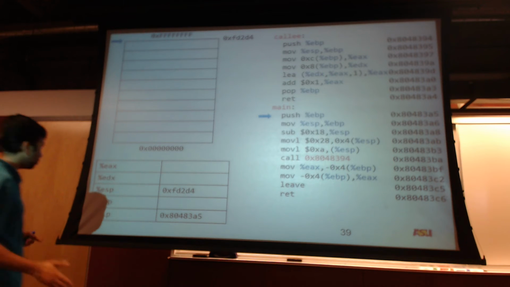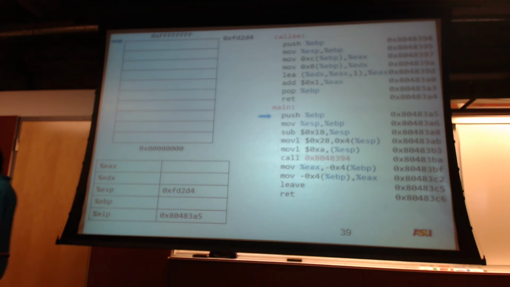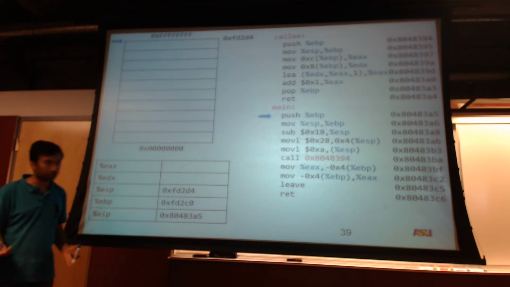If it didn't do anything to the stack, then base pointer is same as stack pointer. Frame pointer is same as stack pointer. But if it did something to the stack, then that means stack pointer is more than the frame pointer. So EBP should be always less than or equal to the stack pointer, right? So that's why let's assume some value of EBP. We don't know, but let's assume that EBP was FD2C0. Let's assume. We don't know what it is.